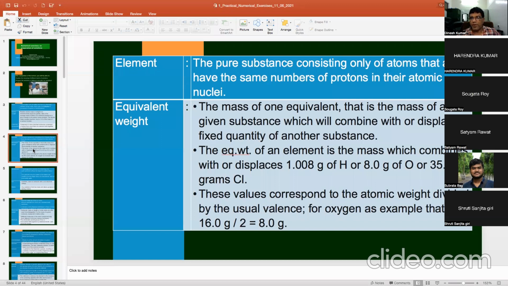Equivalent weight, the mass of one equivalent, that is the mass of a given substance which will combine with or displace a fixed quantity of another substance. The equivalent weight of an element is the mass which combines with or displaces 1.008 gram of hydrogen or 8 gram of oxygen or 35.5 grams of chlorine. These values correspond to the atomic weight divided by the usual valency. Somebody will explain in this sense. For oxygen as an example, that is 16/2, that is 8 gram.